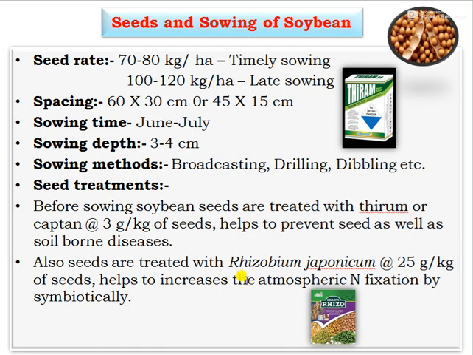Hence, because this species is used only for treating soybean seeds, the Rhizobium japonicum should be used at the rate of 25 kg per hectare. It helps to increase atmospheric nitrogen fixation symbiotically.